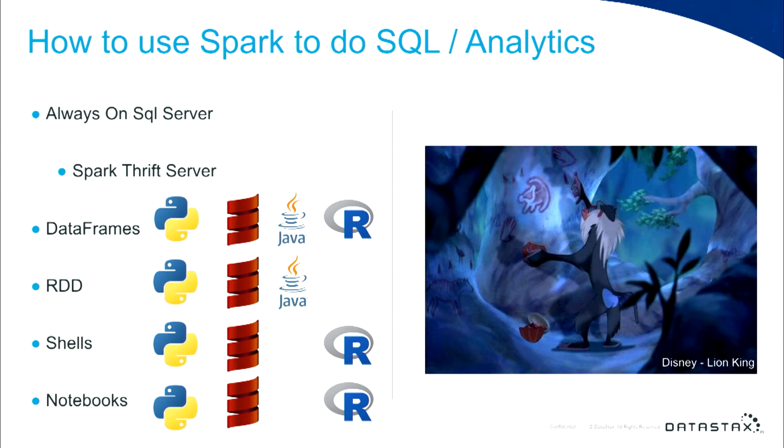I'm going to start with what I think is the easiest option, which is something that comes bundled with all Spark installs, which is called the Spark Thrift Server. I'm going to do a quick shout out that DataStax provides something called the Always On SQL Server, which is built off of this technology and basically is the same thing, but in an HA environment.